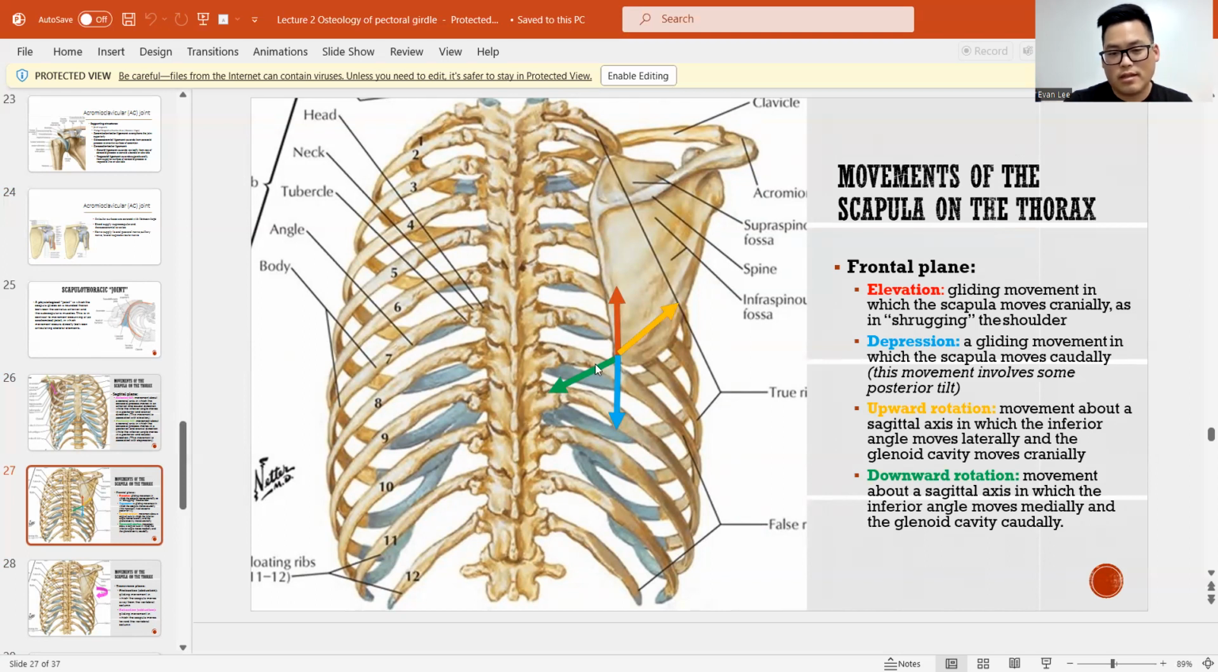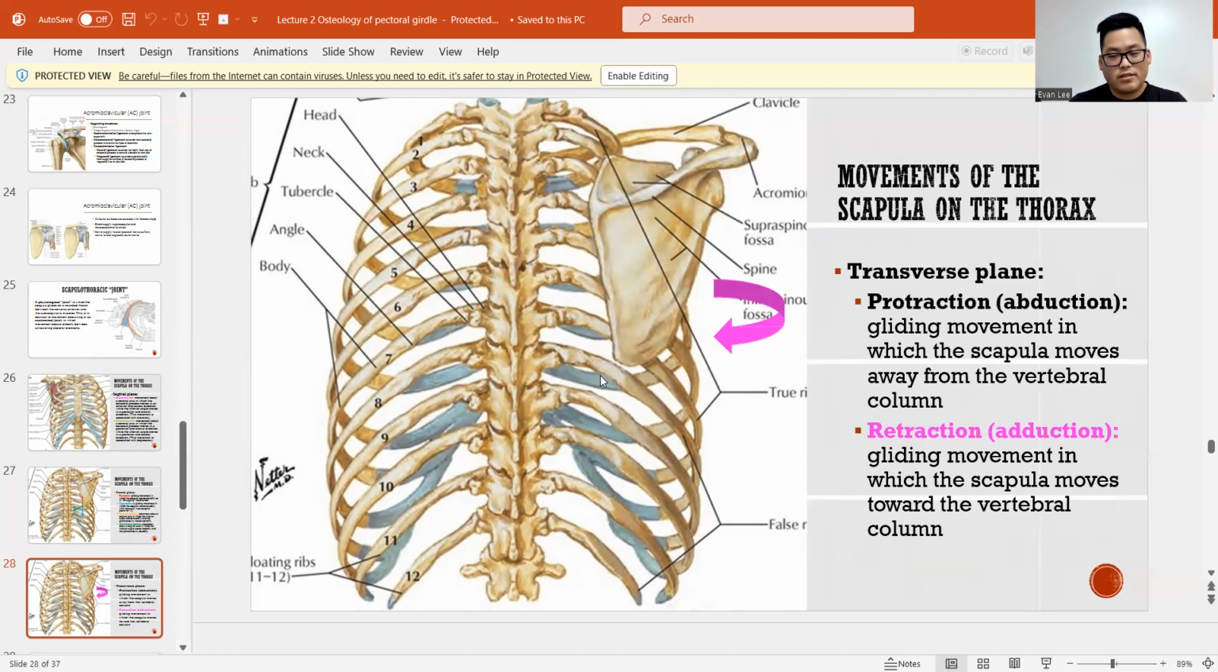So a good thing to also keep in mind is that it's not just this inferior angle, but this is also going to be moving the glenoid fossa, or the glenoid cavity. So dependent on that, it could cause the glenoid cavity to be facing upward more or downward more. So that's probably the better way to consider the rotation. What happens to the glenoid cavity? Does the glenoid cavity go up or down for upward or downward rotation?